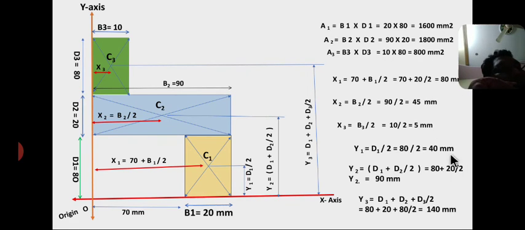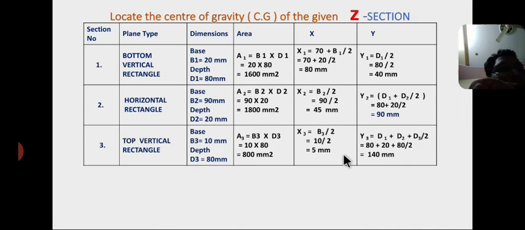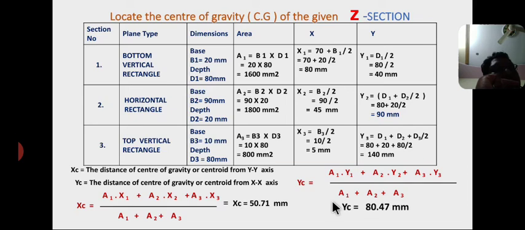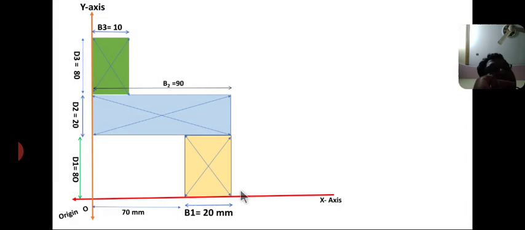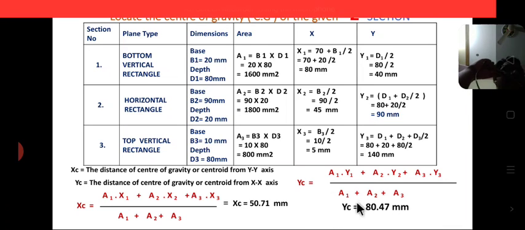Now these values are written in tabular form. Using the similar formula from the general expression, xc equal to 50.71 mm and yc equal to 80.47 mm. So xc, yc are the coordinates of the centroid.